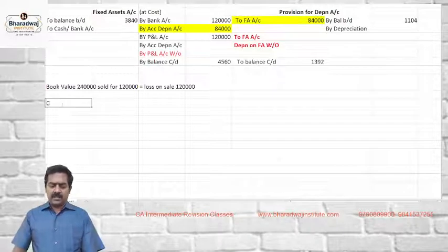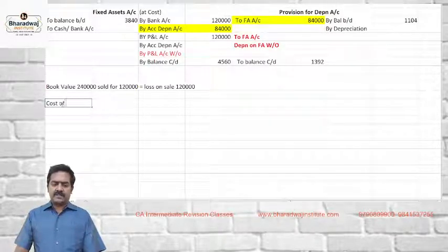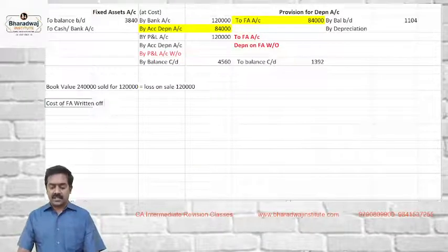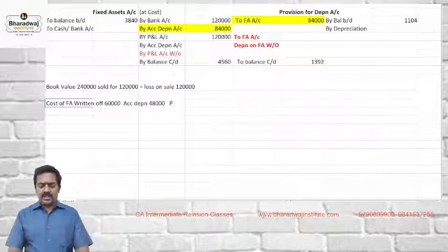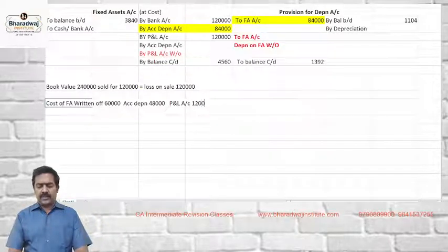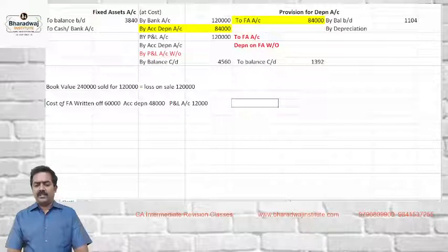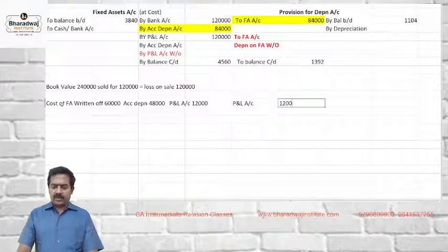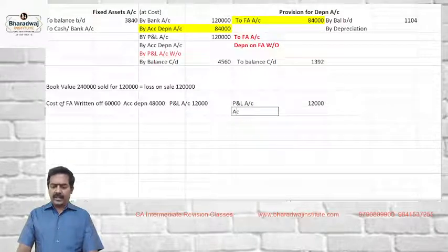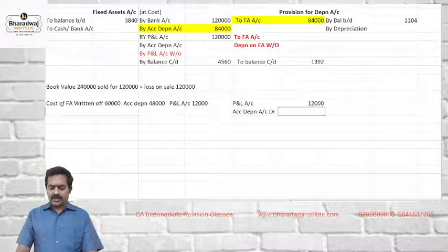Next. What is the cost of the fixed asset written off? 60,000. Accumulated depreciation for that? 48,000. Okay. So what is to be charged in P&L account? 12,000. If you want a journal entry, P&L account debit, how much? 12,000. Accumulated depreciation account debit, how much?